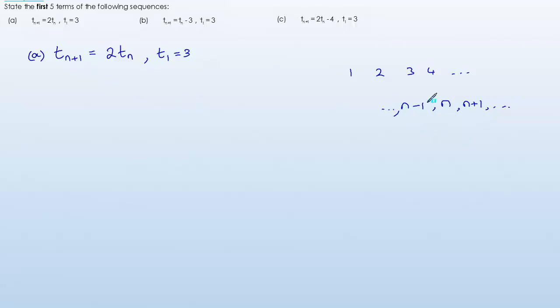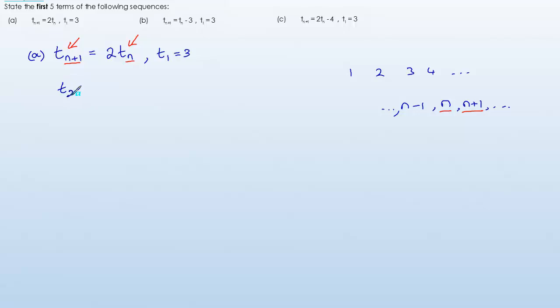So when we see something like this, where we have n plus 1 and n, we know that this represents Tn, this represents Tn plus 1, and because n plus 1 comes after n, Tn plus 1 is the next term after Tn. So term n plus 1 is the next term after term n. So what this is saying is that to get to the next term, we multiply the current term by 2.